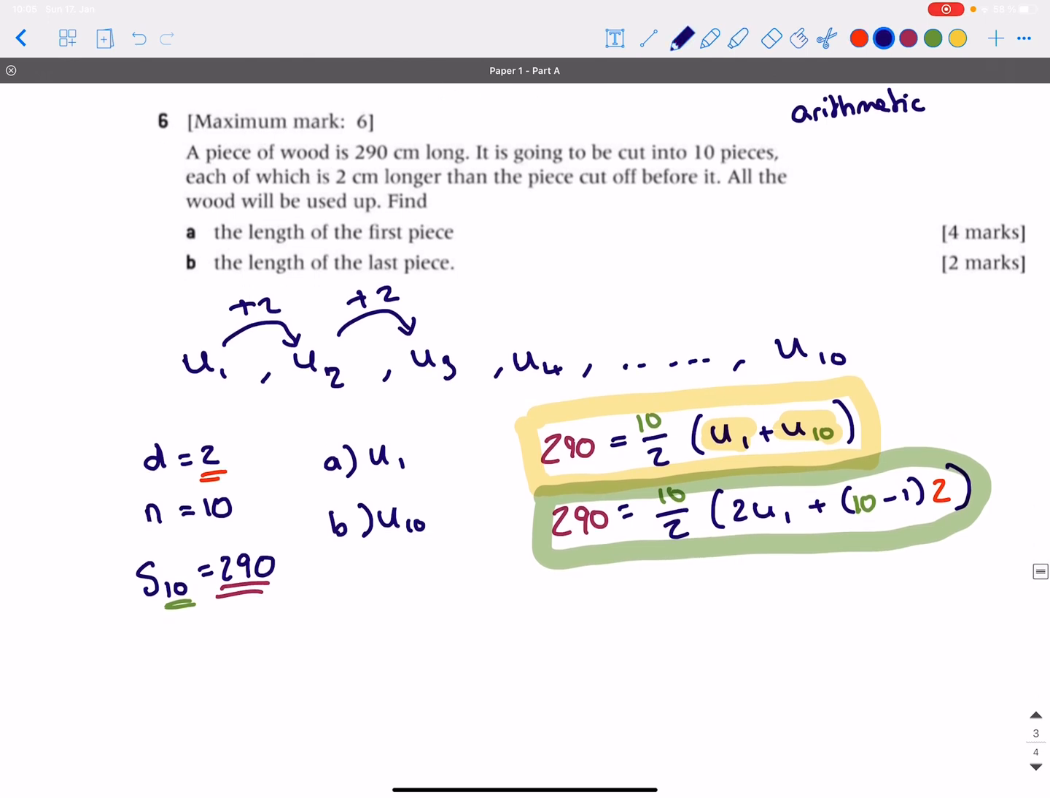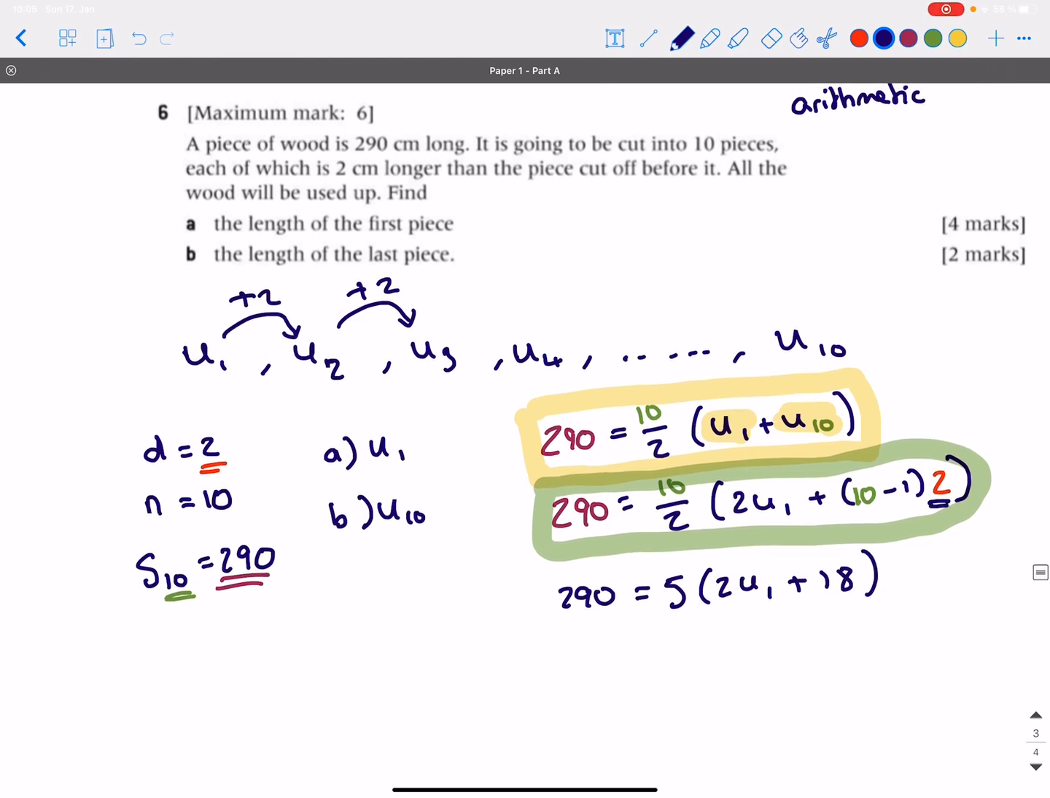So if I work this through, I have 290 equals 10 divided by 2, which is 5, times 2 times u1 plus 10 minus 1, which is 9, times 2, which is 18. Make sure you only multiply that 2 by what's in this bracket. It's not multiplied by the entire thing. I have no idea why they always write the d at the end of that bracket, because normally what you'd want to do is write the d at the beginning of the bracket instead, and then I think it'd be a lot more obvious.